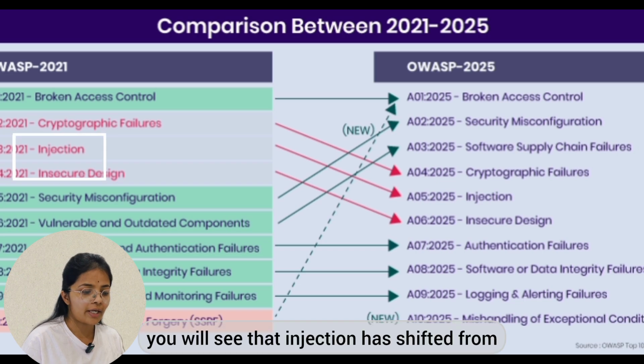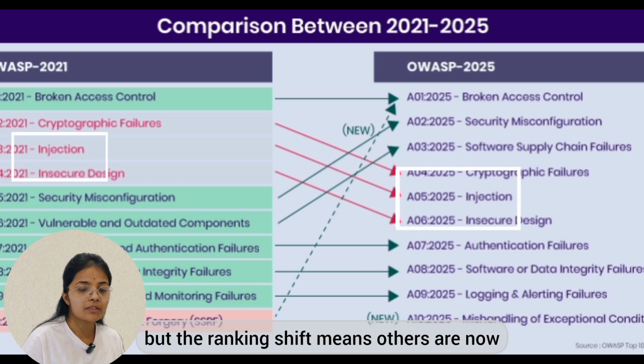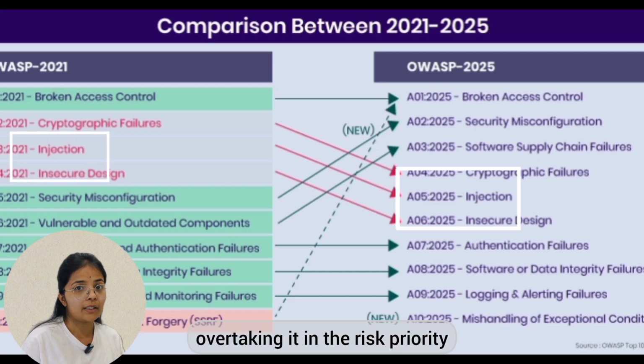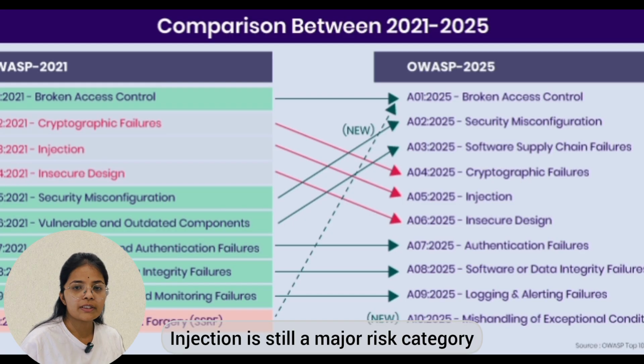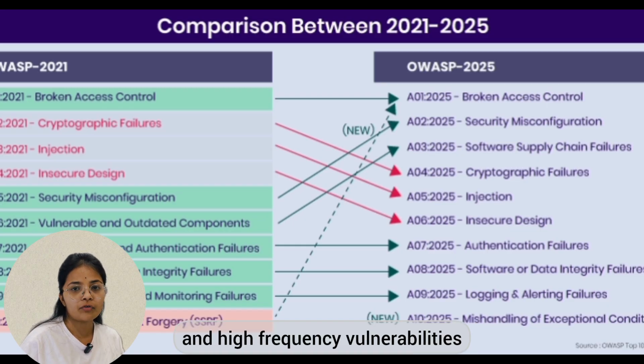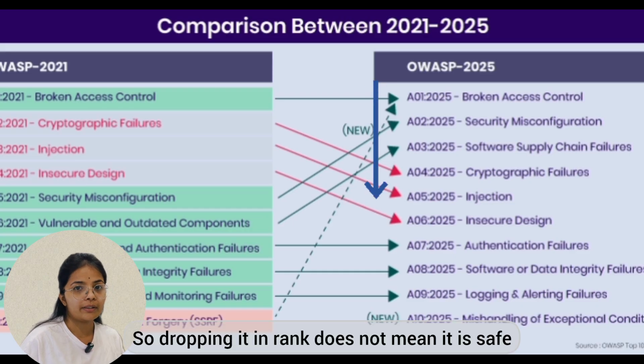that injection has shifted from number 3 to number 5, but the ranking shift means others are now overtaking it in risk priority, though injection remains serious. Injection is still a major risk category. It includes high-impact and high-frequency vulnerabilities, so dropping in rank does not mean it is safe.